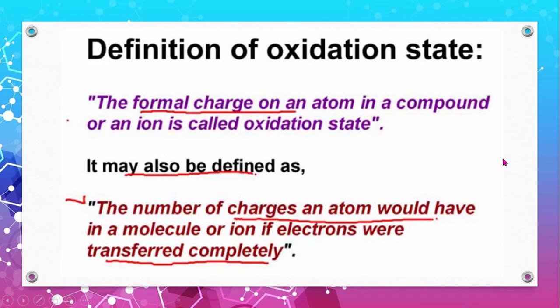So what is oxidation state? It's the formal charge on an atom in a compound or an ion. All right, it's also defined as the number of charges an atom would have in a molecule or ion if electrons were transferred completely. So let's look at an example of this.